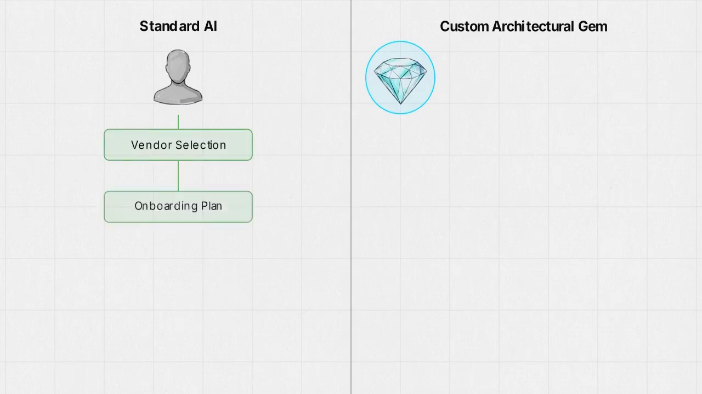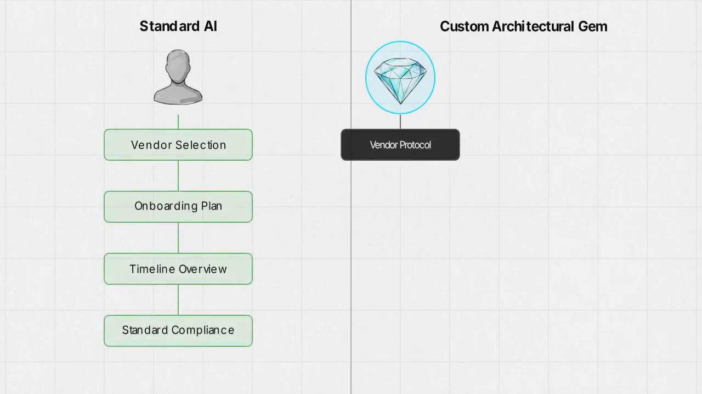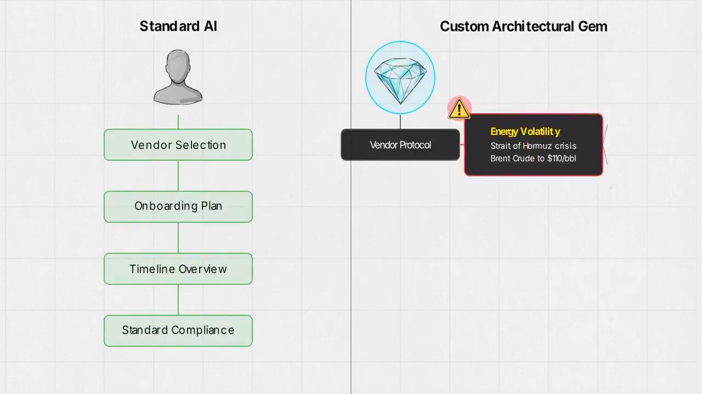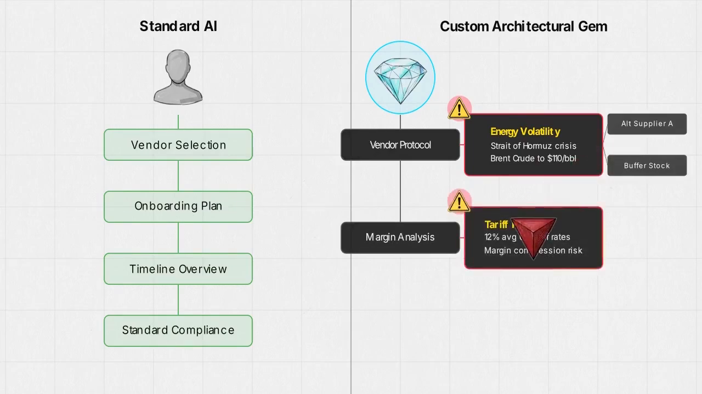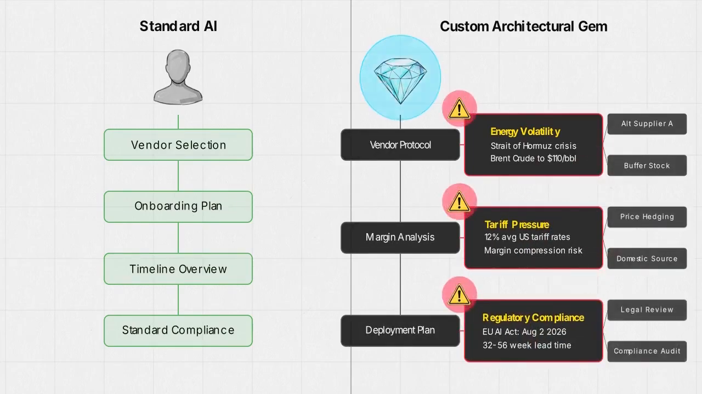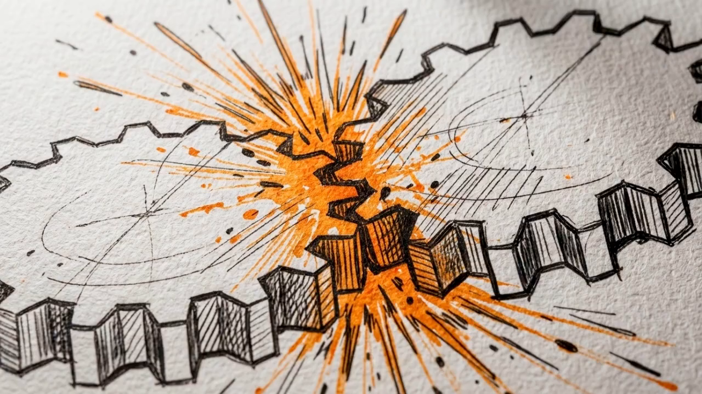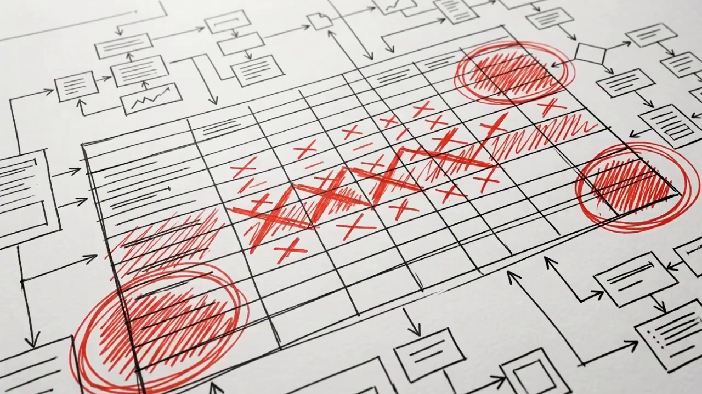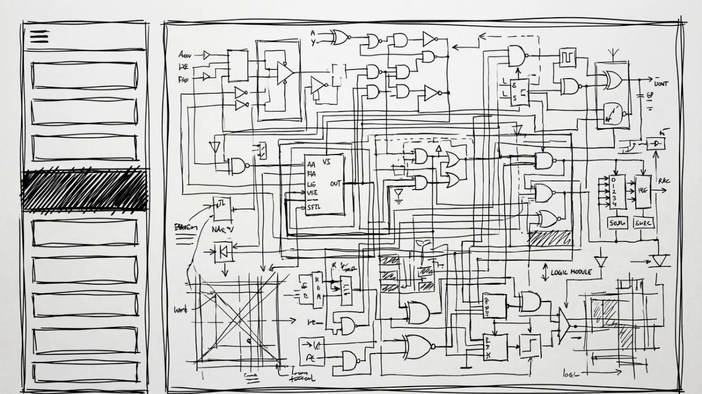The standard AI on the left gives a polite, flat list of vendor considerations. The custom gem on the right pushes back, mapping counterarguments and supply chain vulnerabilities. It actively searches for risk, demanding clear contingency plans. That friction is the entire point. By simulating a rigorous peer review, you expose the structural vulnerabilities in your plan while it is still on paper, long before execution. Your challenger is now fully deployed.